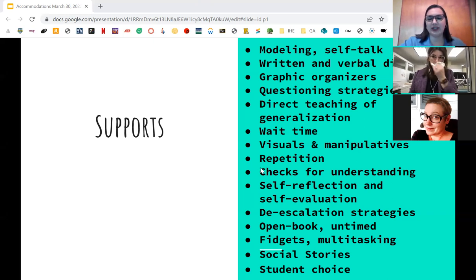And we'll talk more about this with executive functioning. But checks for understanding means that you're checking in with students and not just saying, do you understand, and waiting for the head nod or the yes answer, because students can do that even if they don't understand. But checking for students to say back the instructions in their own words, or to teach you back the content in their own words, that really shows that they understand what they're supposed to do.